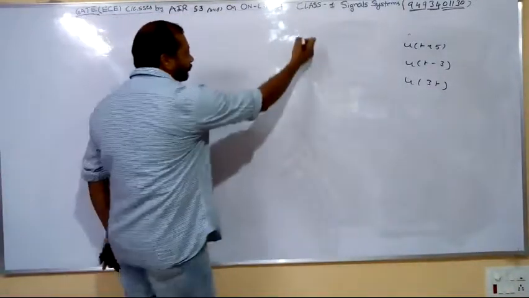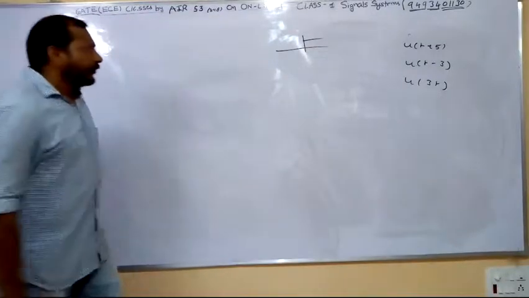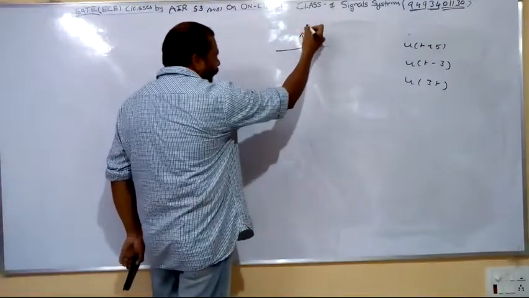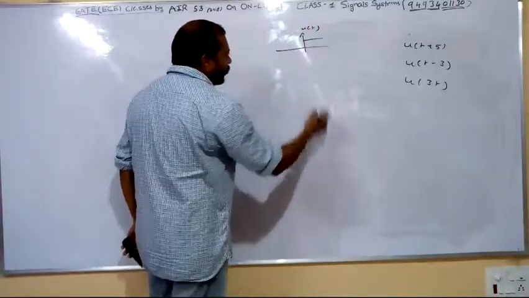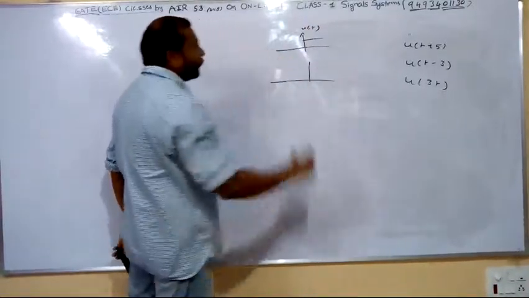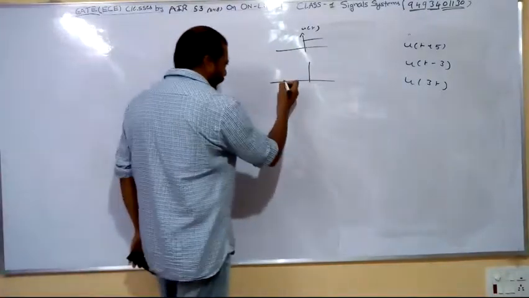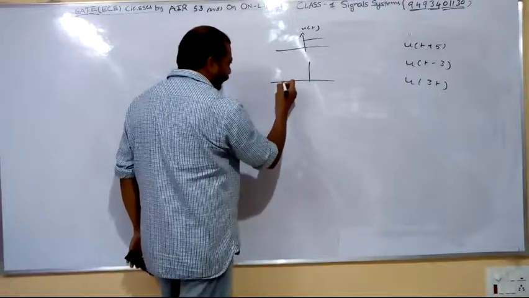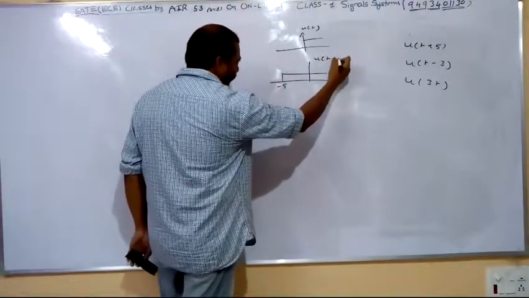u of t is equal to 0 for t less than 0 and equal to 1 for t greater than or equal to 0. For u of t plus 5, simply t plus 5 equal to 0 gives t equal to minus 5, to be added to each and every instant of the signal. So this 0 becomes 0 plus minus 5, equal to minus 5. So this starts from minus 5. This is your signal u of t plus 5.